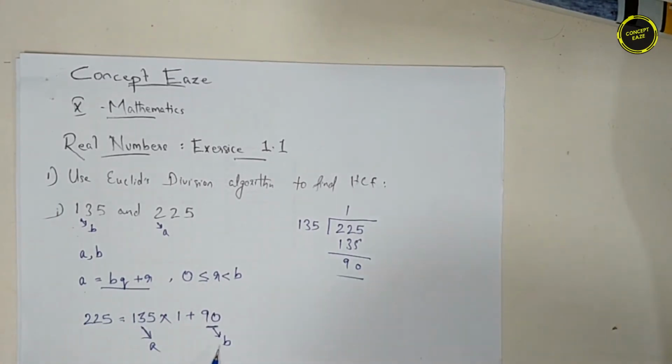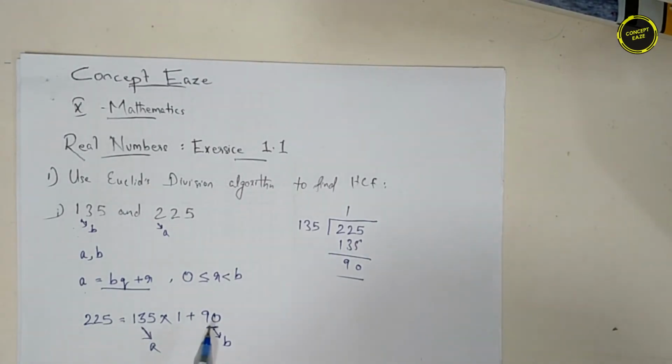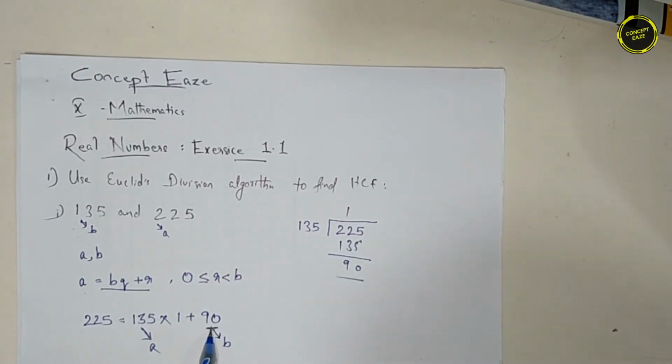Now, in order to find the HCF using Euclid's division algorithm, our aim is to make the remainder 0. The moment you get the remainder as 0, your divisor at that point of time, that's the b at that point of time, will be your HCF. In the very first step, we are left with the remainder 90, so we have not yet arrived at a remainder of 0.